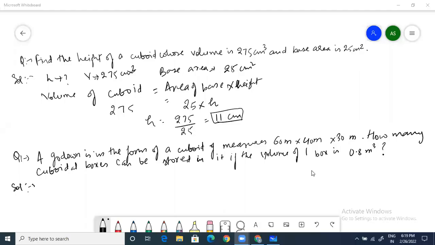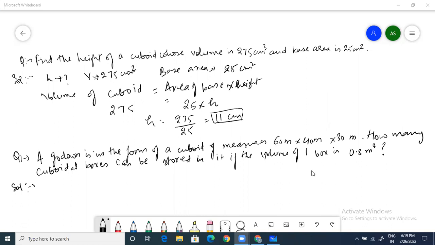The next question is: a godown is in the form of a cuboid of measures 60 meters into 40 meters into 30 meters. So imagine this is a very big godown. Do you understand the length of 60 meters? It is very big. When you run a 100-meter race, you can imagine how much you have to run. Just 60% of that is the length of the godown. 40 meters is the breadth, and 30 meters is the height.